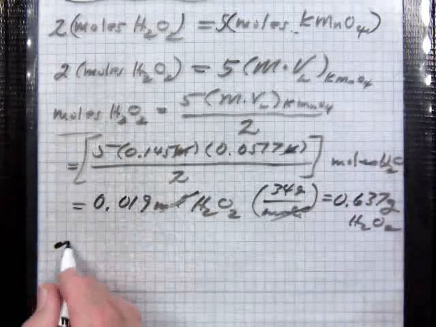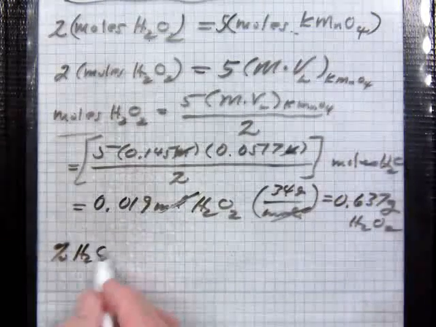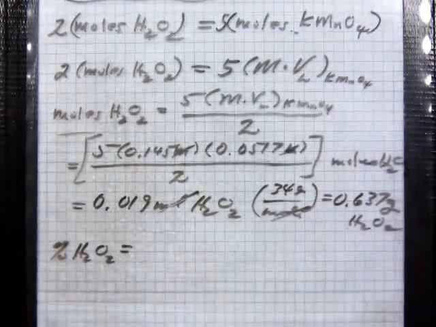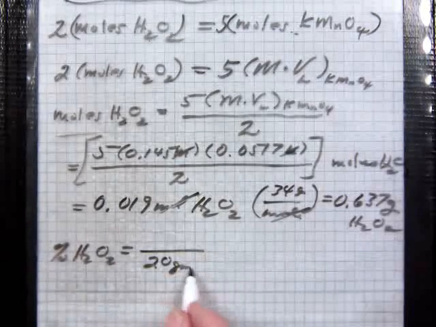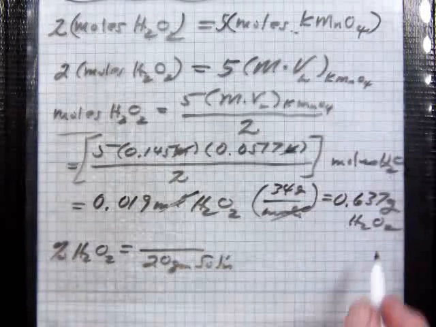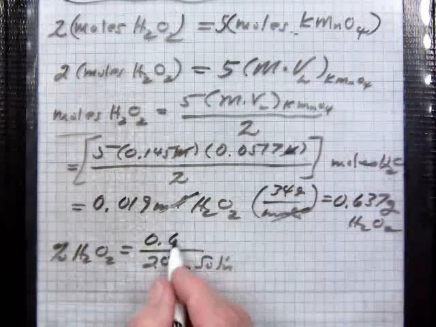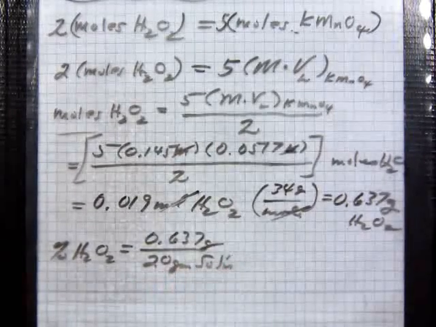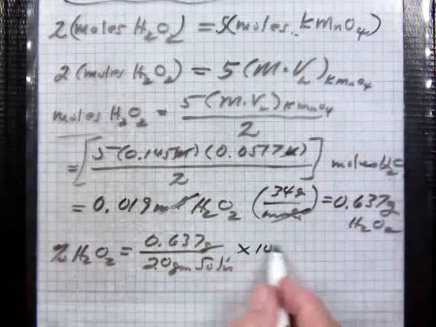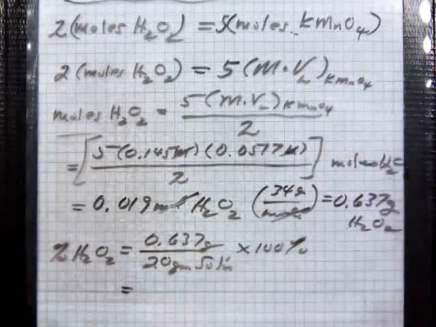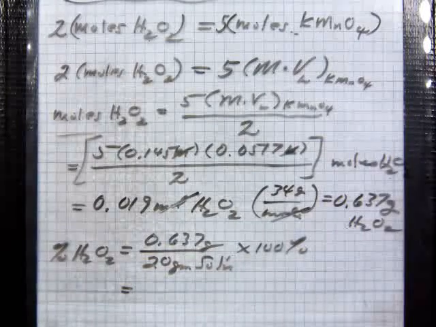So now I can calculate the percent of H2O2 is equal to part over total. Well, the total is the solution, and that was 20 grams of solution. And we have 0.637 grams in the solution, grams of H2O2. And of course, multiply times 100, I got a 3.19% solution.